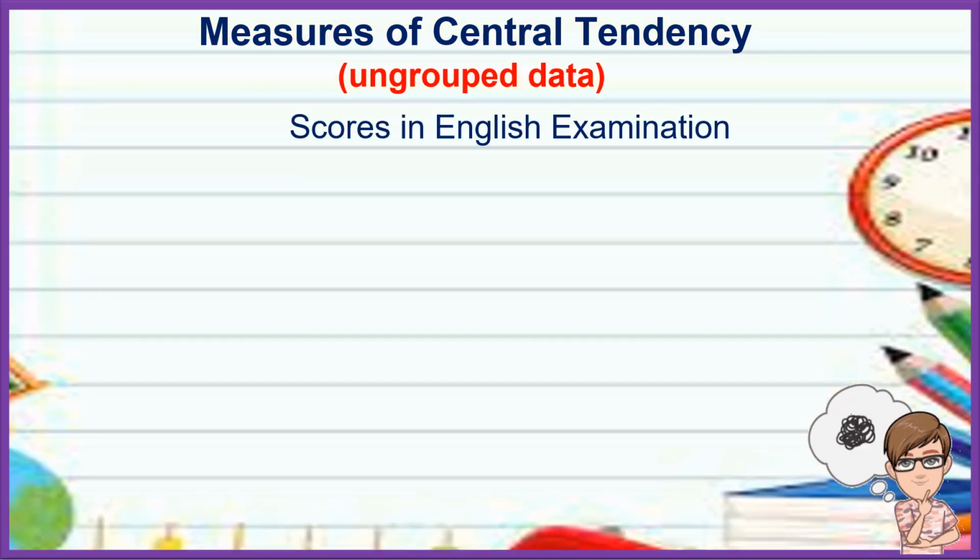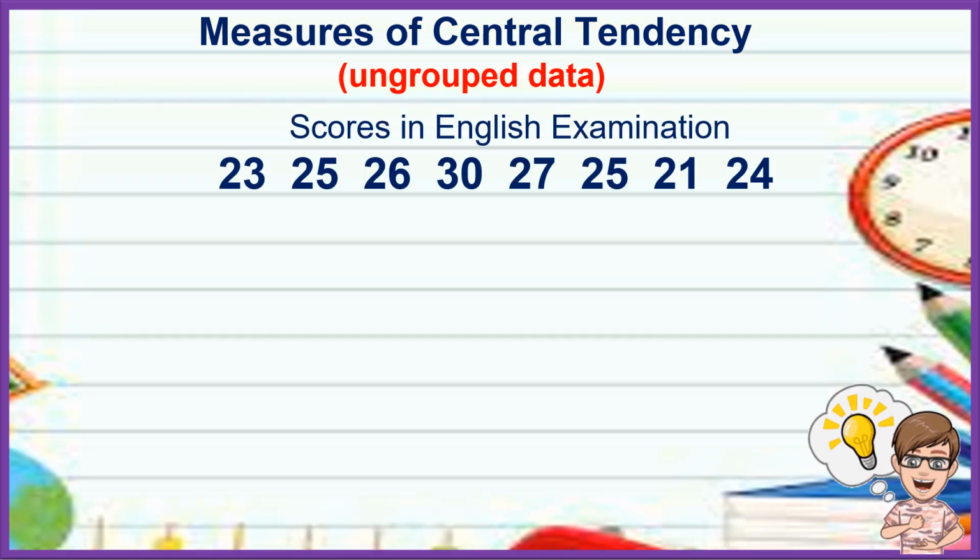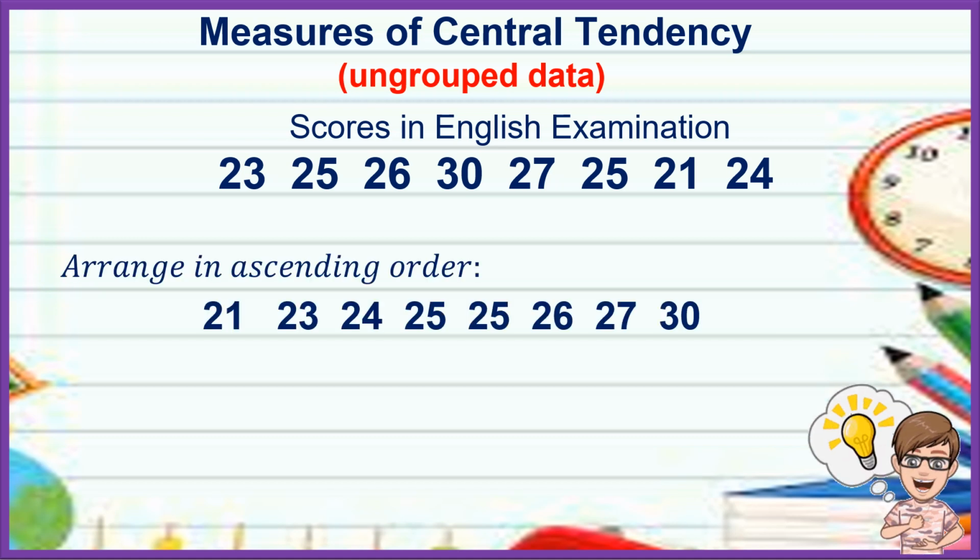Now let us have the scores in the English examination. So this time we will be having an even set of values. So in determining the median, the first step is to arrange in ascending order. So we have the result 21, 23, 24, 25, 25, 26, 27, 30. So let us count 1, 2, 3, 4, 5, 6, 7, 8. So we have an even set of values.